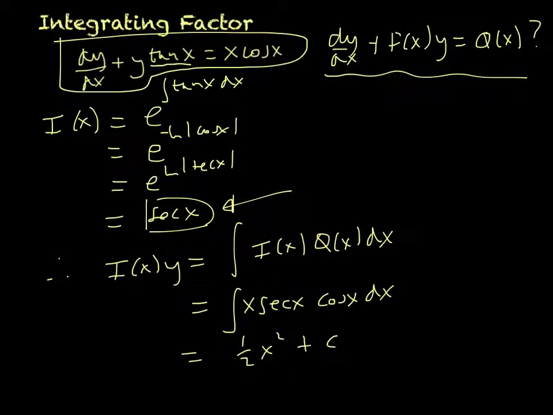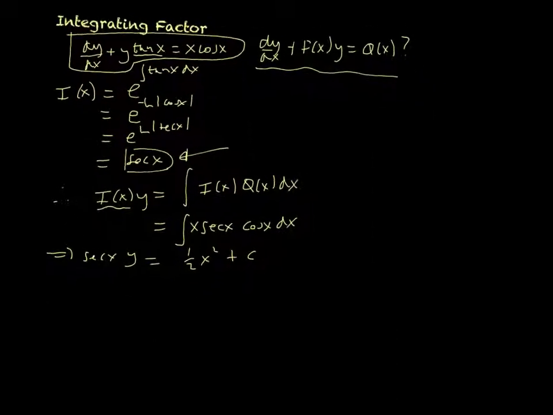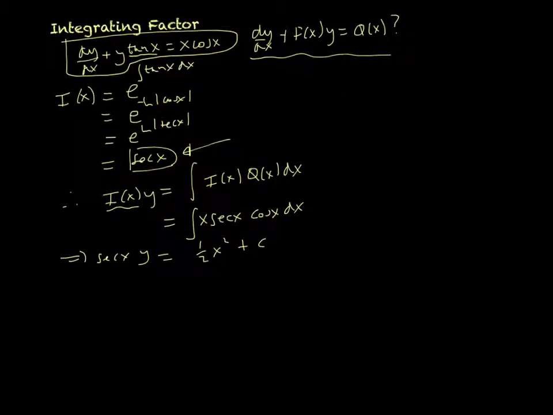And remember, on our left hand side then we've got our sec x, which is I of x, y. And therefore our final solution, our final general solution, is going to be y equals a half x squared cos x, remember this is our general solution, y g, plus c cos of x.